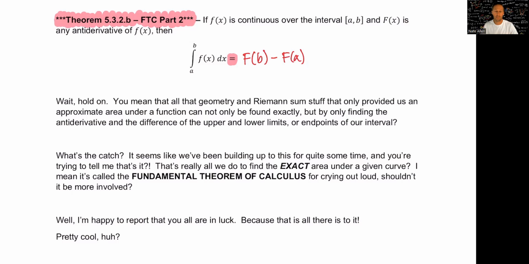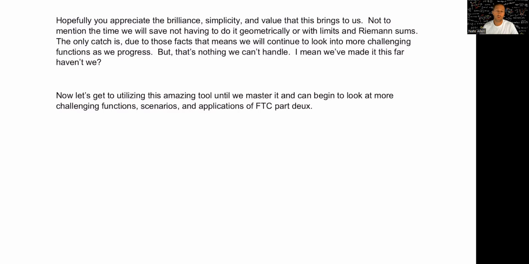Beautiful. This is amazing. That's why it is called the fundamental theorem of calculus. It will find the exact area under that curve. And that is all there is to it. Pretty rad. That's all we have to do. But of course, that means all we have to make sure that we can do is integrate and evaluate. So I hope you do appreciate the brilliance of the simplicity that this allows us to be able to find the things that we're now challenged with finding without having to do hardly any work at all.